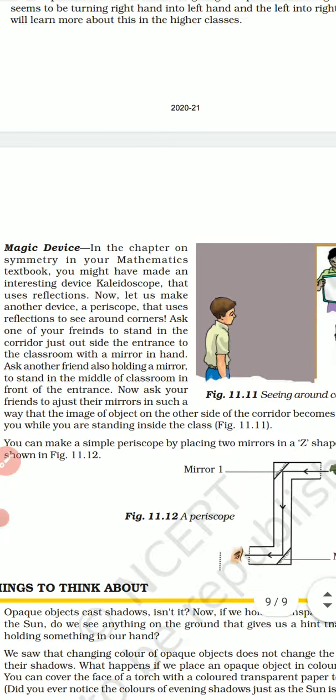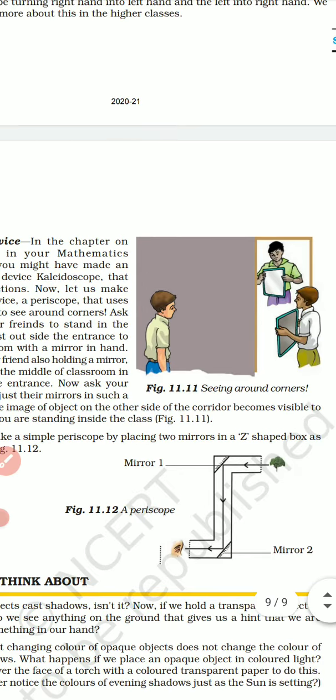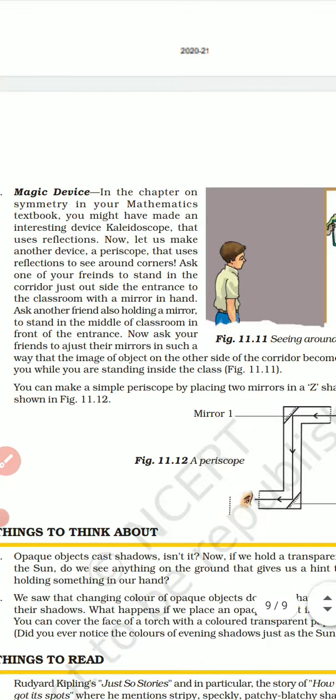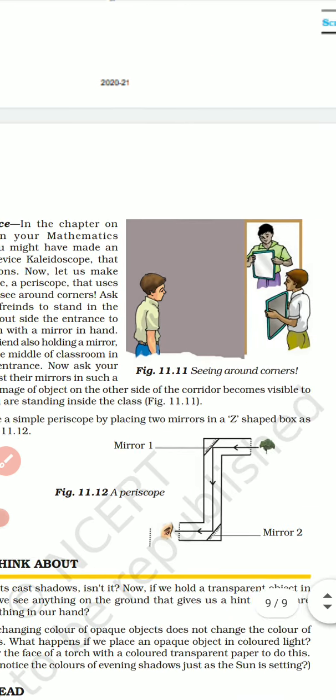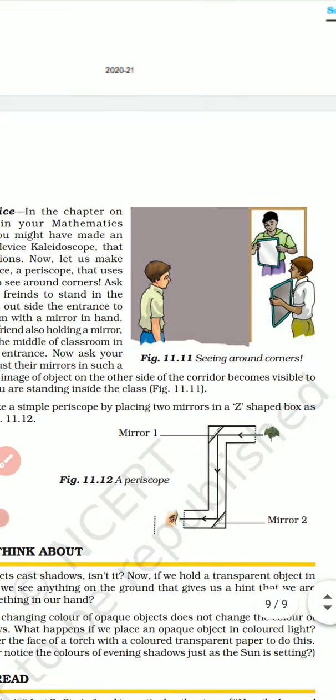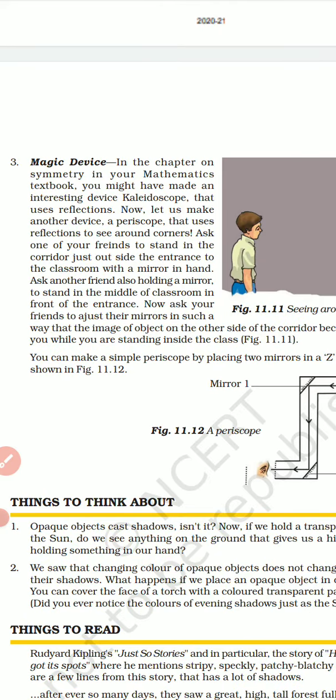Ask one of your friends to stand in the corridor just outside the entrance to the classroom with a mirror in the hand. Ask another friend, also holding a mirror, to stand in the middle of the classroom in front of the entrance. Now ask your friends to adjust the mirror in such a way that the image of the object on the other side of the corridor becomes visible to you while you are standing inside the class.